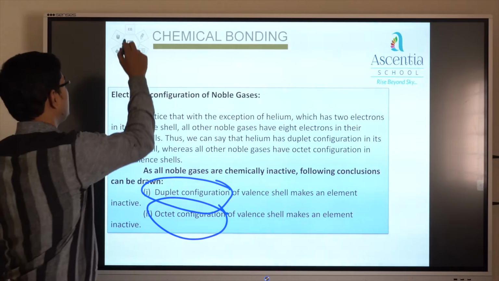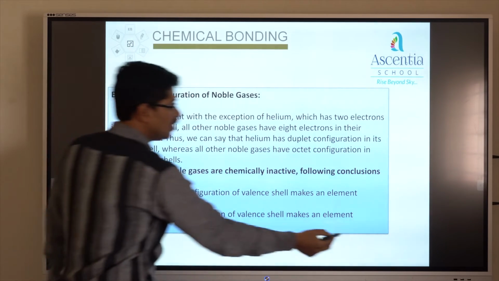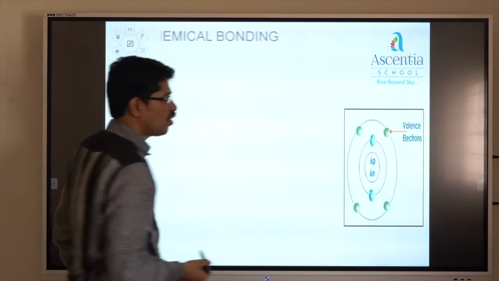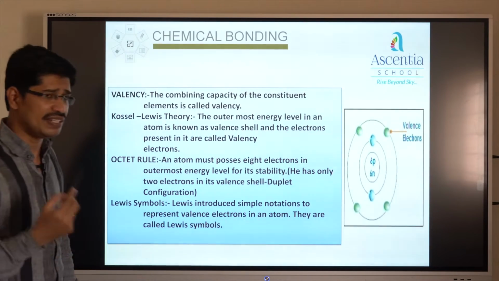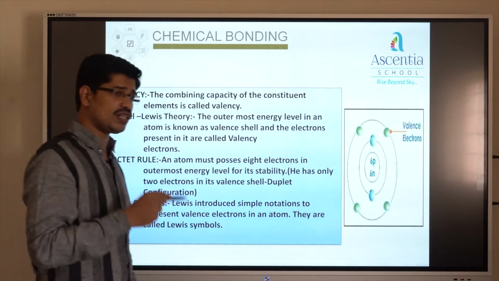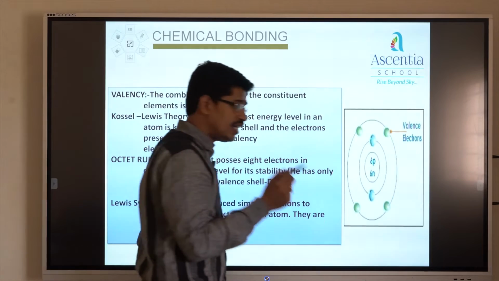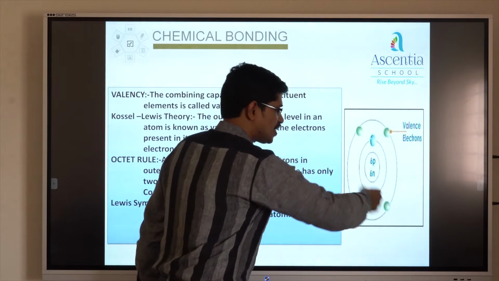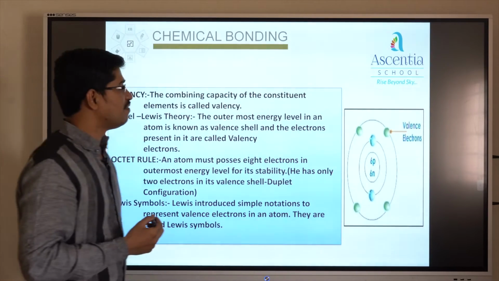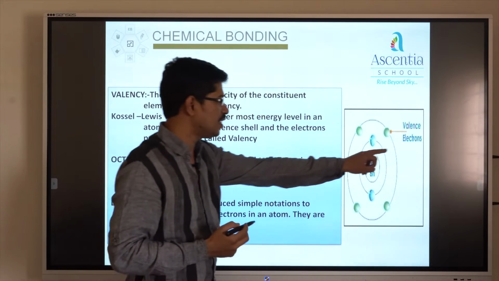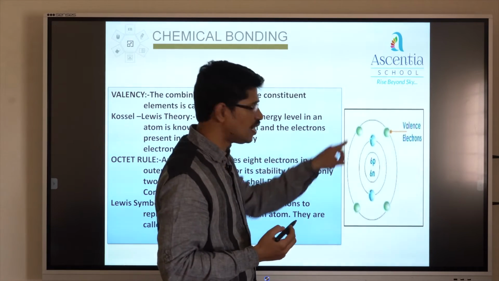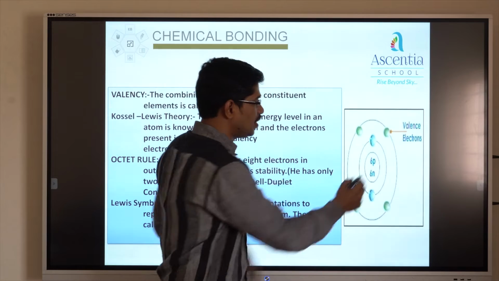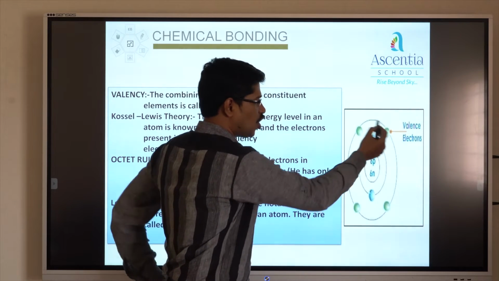So all the elements in nature will try to acquire the octet configuration. This octet configuration is only in the last shell. That shell is called the valency shell. What is valency? Valency is the number of electrons present in the outermost shell. What is the outermost shell? The outermost shell is the valency shell. We have just seen this in all inert gases.